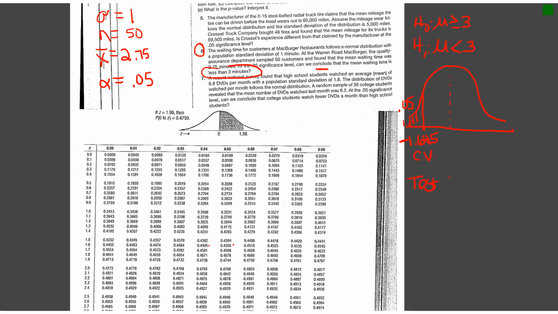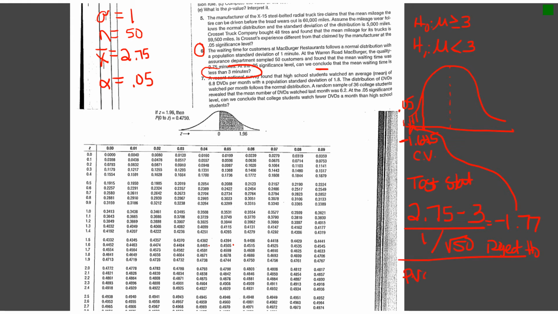So then we can do our test statistic, which is our sample mean of 2.75 minus the hypothesized mean of 3, divided by sigma, which is 1 over the square root of 50. And so if you plug all this in, you're going to get about a negative 1.77 test statistic value. And of course, that does fall in the rejection area. Because it's less than or equal to that critical value, in this case we are going to get a reject the null decision.